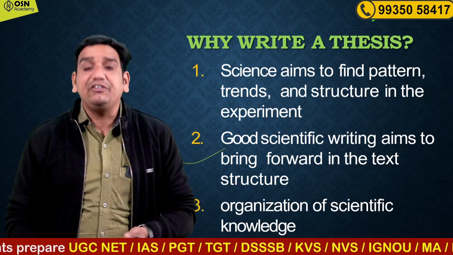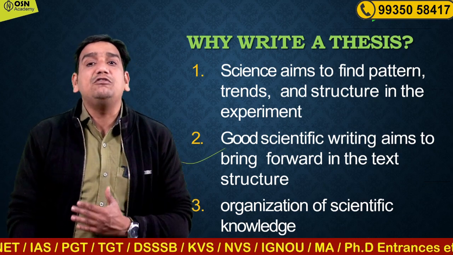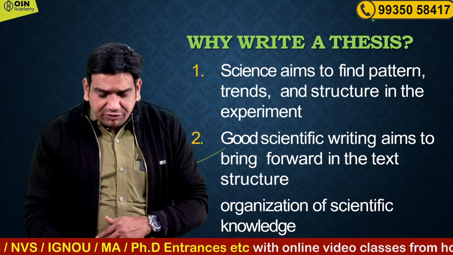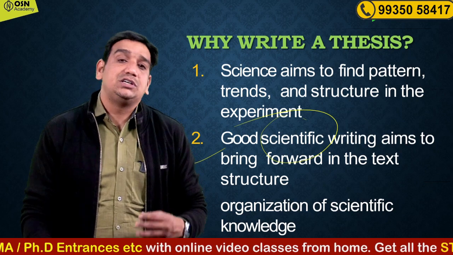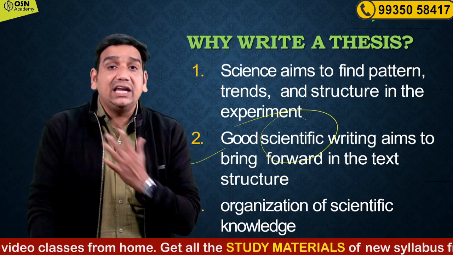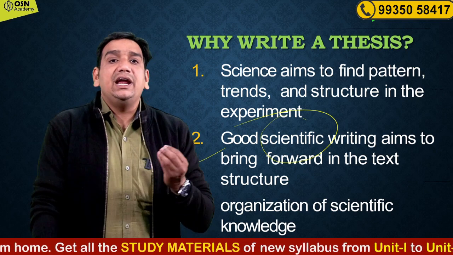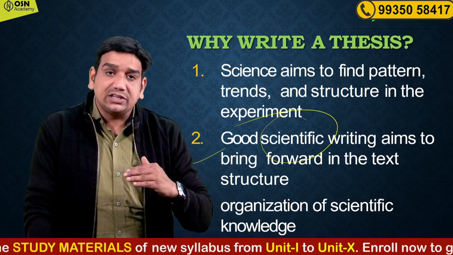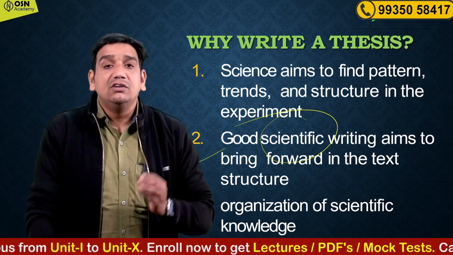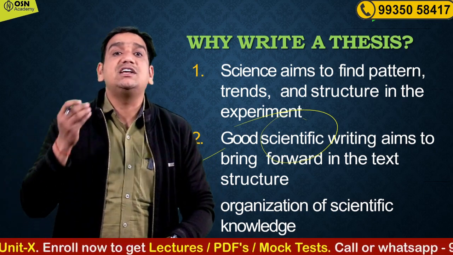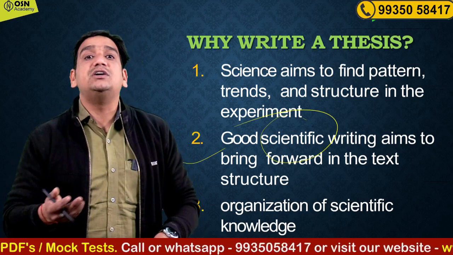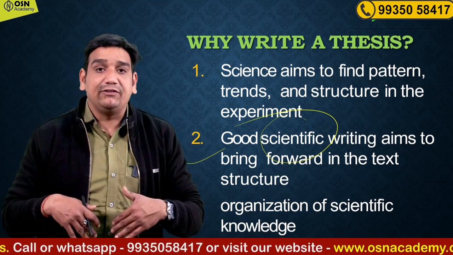Then good scientific writing aims to bring forward the structure in the text. Again the term scientific has been used. Why do we use the term science, scientific again and again? Because it is based on certain logics. It is a sequential manner of activities which are oriented towards a final output of a thing. That's why we use the term science or scientific, right?